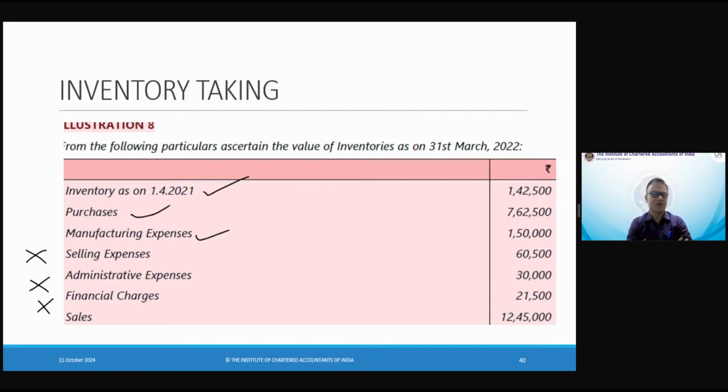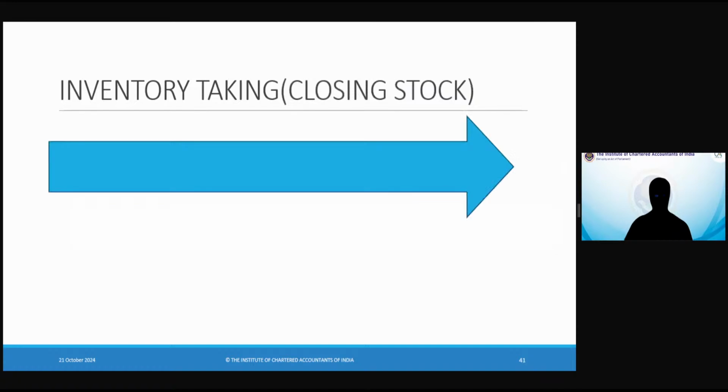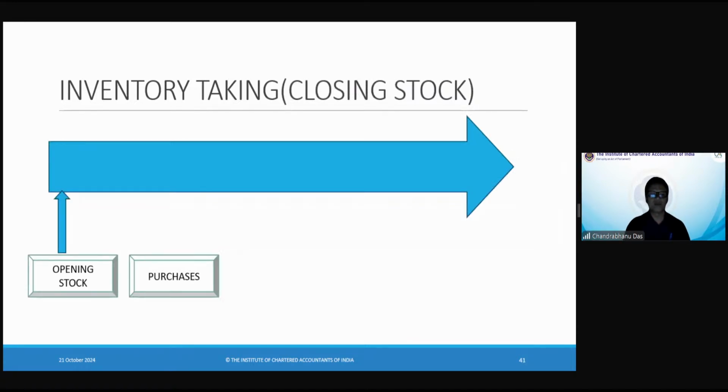Okay, before previous date is given, 1st April 2021 means you have been given the opening and you have to calculate the closing one. Now here what we see is that you have been given purchases, manufacturing expenses, selling, administrative, financial charges, out of which you have taken only purchases and manufacturing expenses to be included in the cost of inventory, because it is assumed and known that these are directly linked to the preparation of the product.